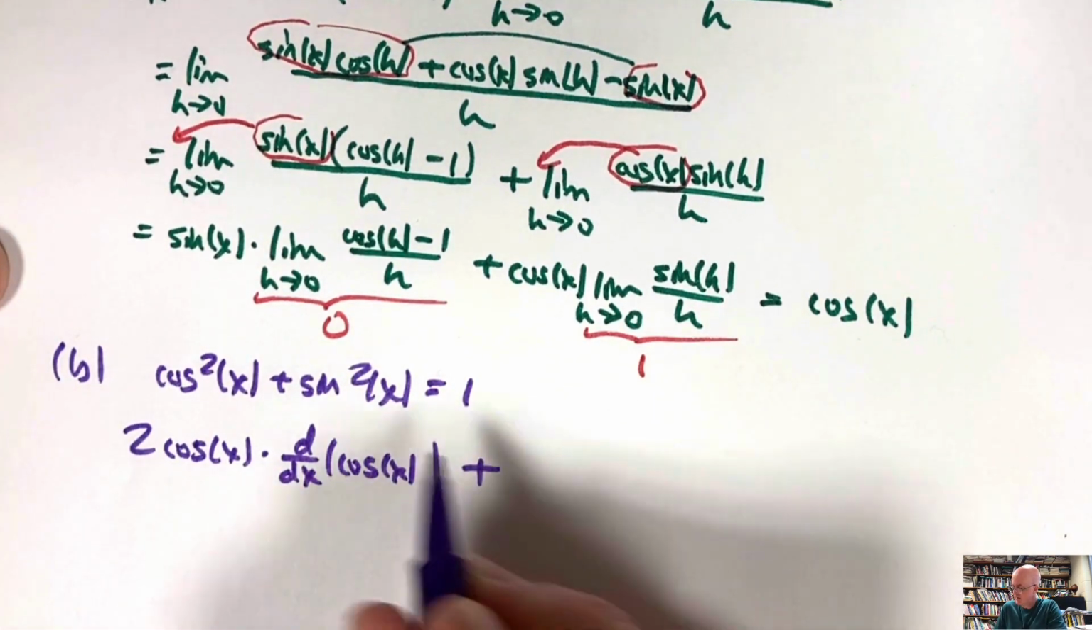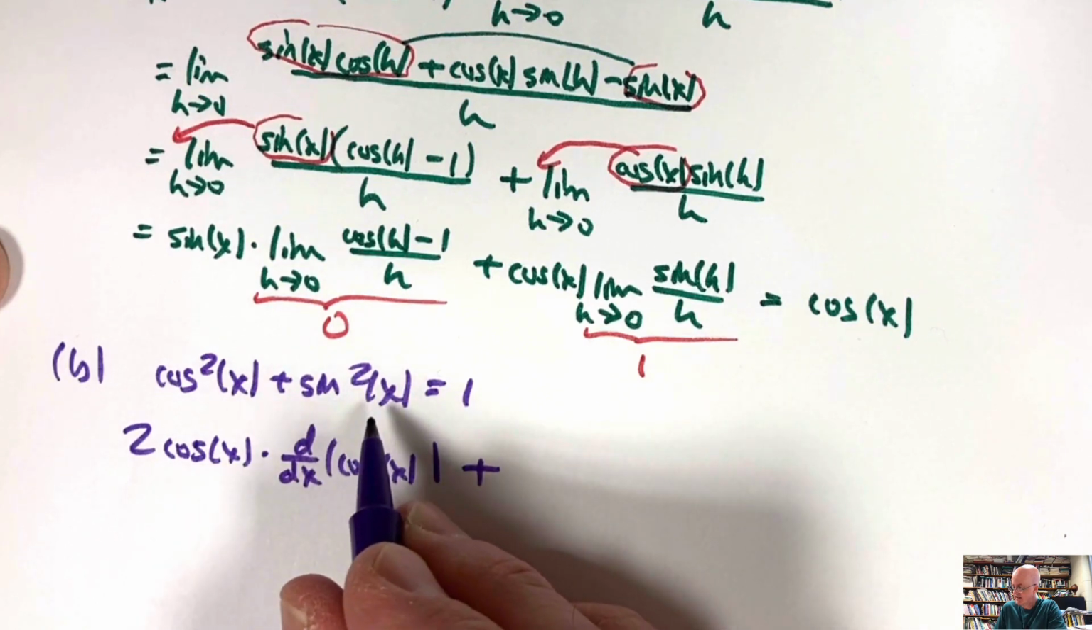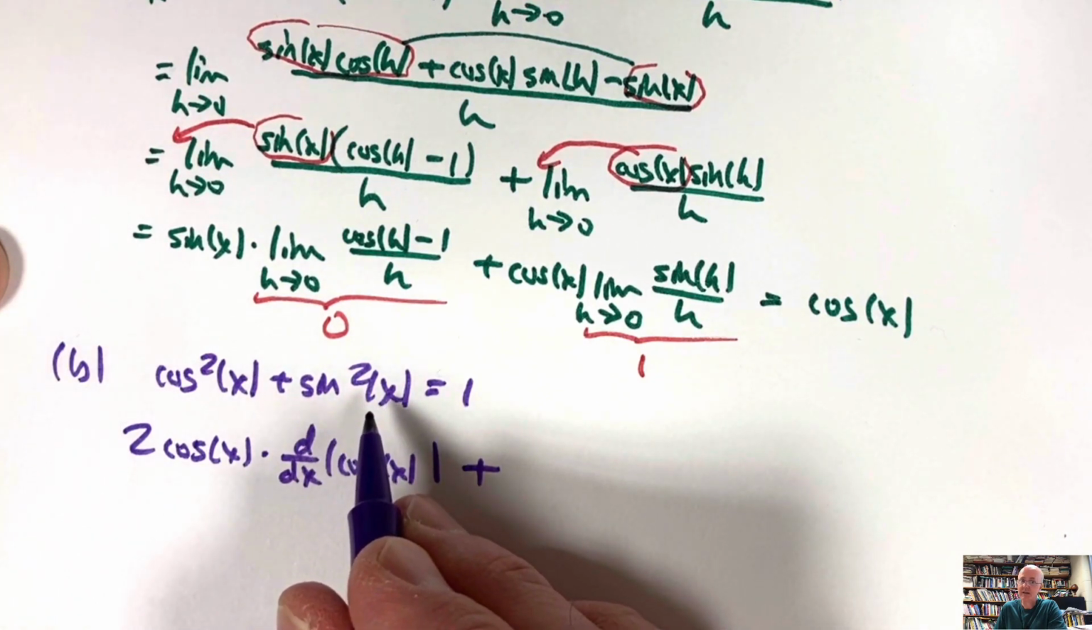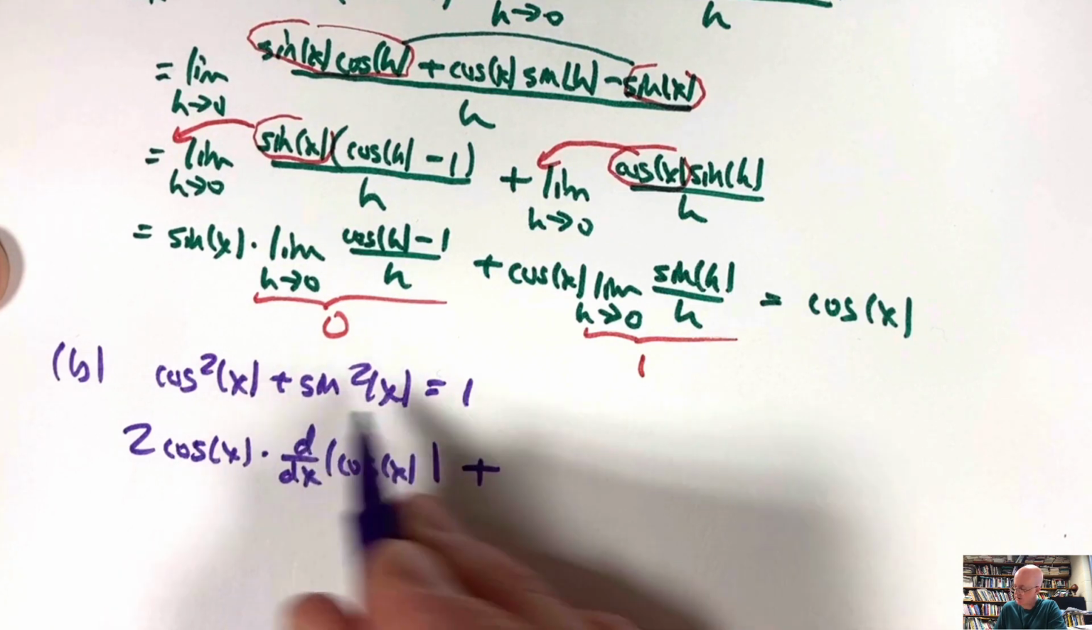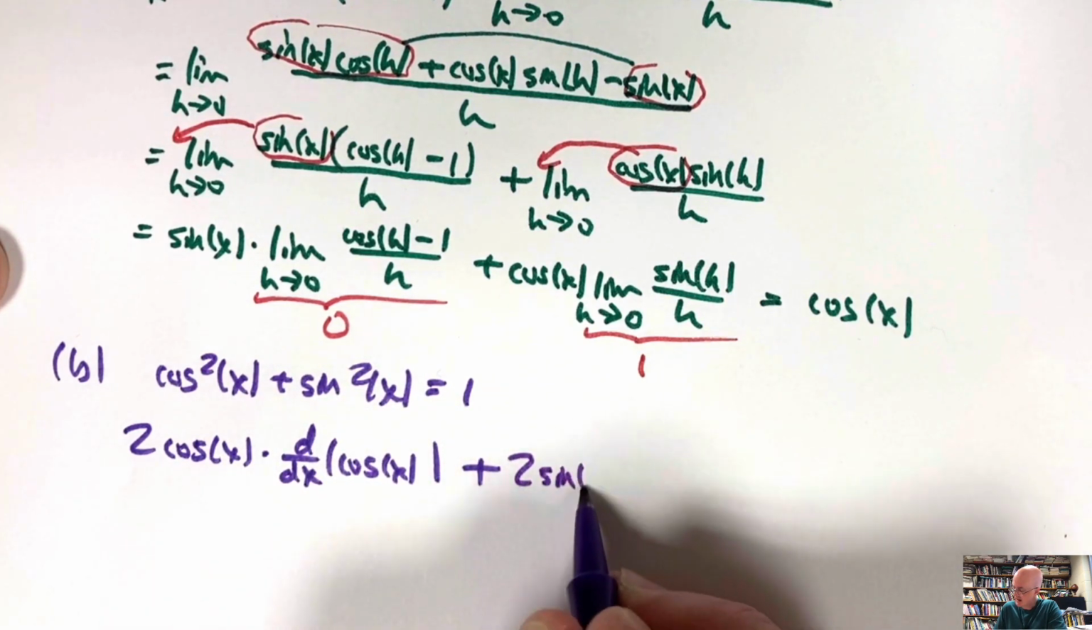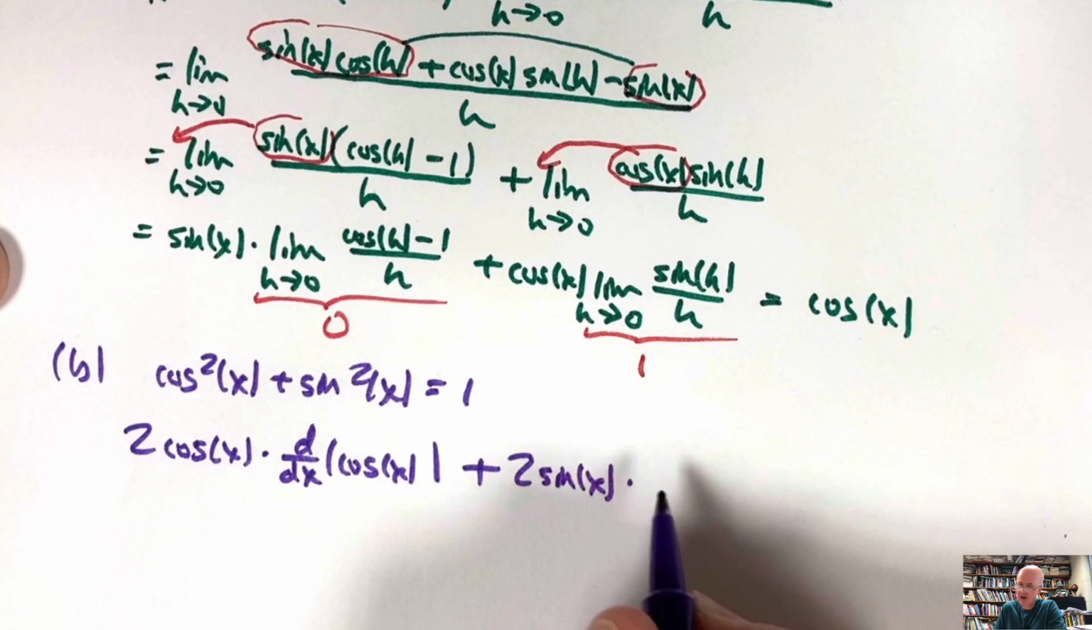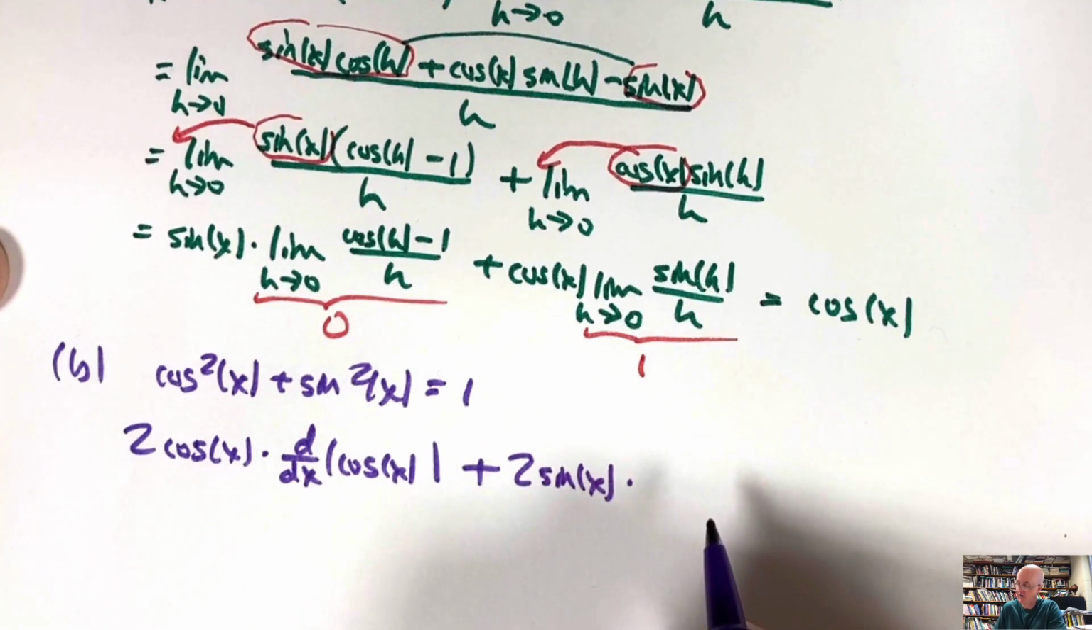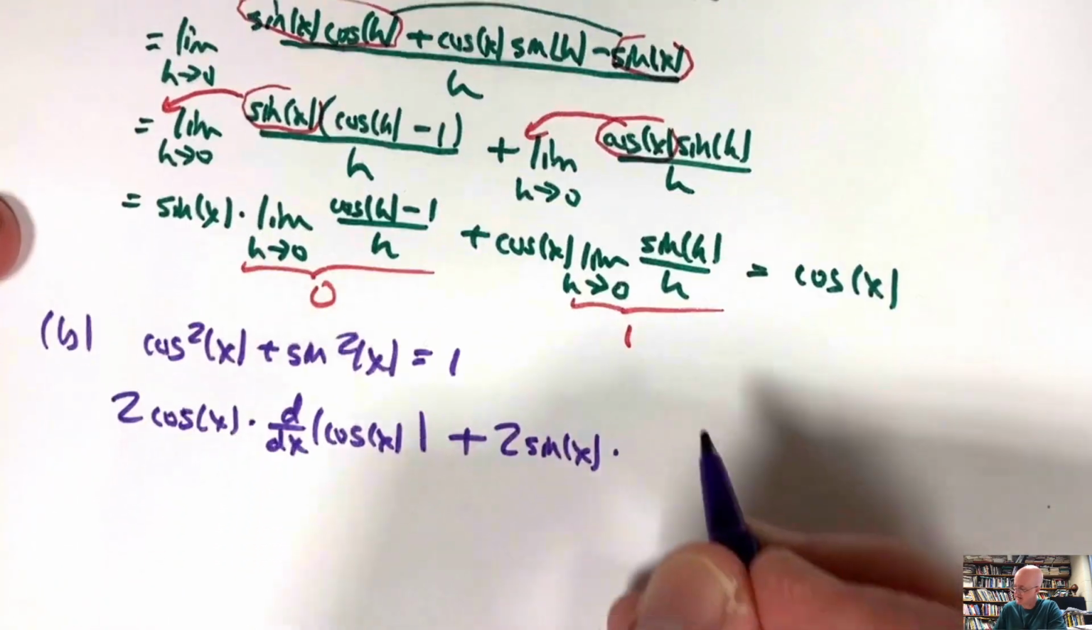Do the same kind of thing with this function right there, the derivative of sine squared x. Bring down the 2. I'm using the chain rule. Get 2 sine of x times the derivative of sine of x. Now, I could go ahead and write d dx of sine of x, but I already know the answer is cosine of x. Let's go ahead and use that.